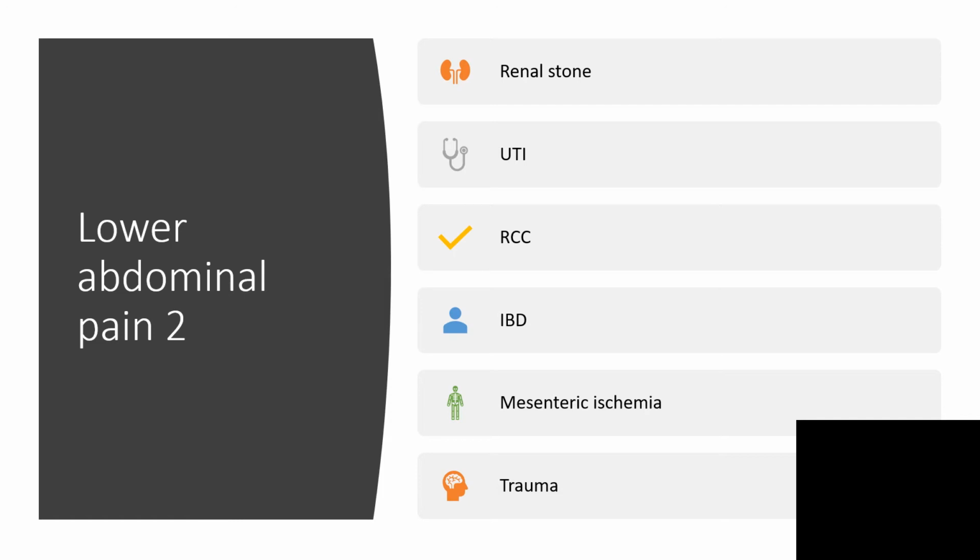Could be secondary to trauma. Maybe somebody punched this person just now, or a bull or cow punching, or an accident, or anything. Any form of trauma could give abdominal pain.